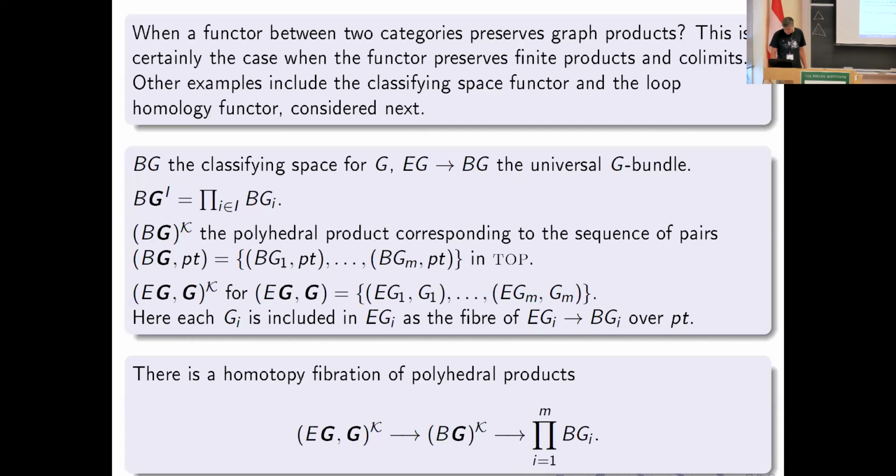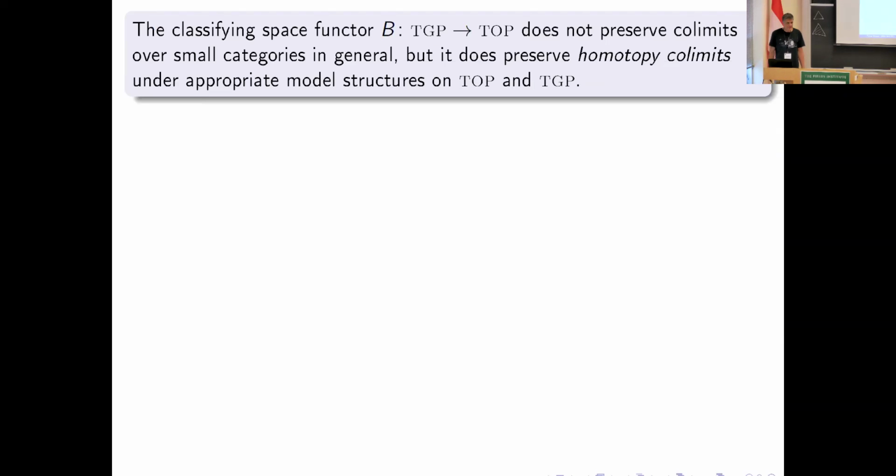Right. Of course, for the classifying space functor from topological groups to topological spaces, you need to be slightly careful and use well-behaved topological groups, like well-pointed ones. Still, there is a model structure on the category of topological groups. You can pick your favorite example where this classifying space functor doesn't preserve colimits. That's the first source of examples. But it does preserve homotopy colimits under appropriate model structures of topological groups.